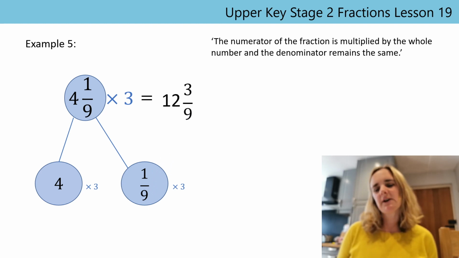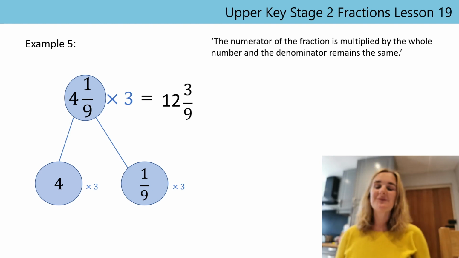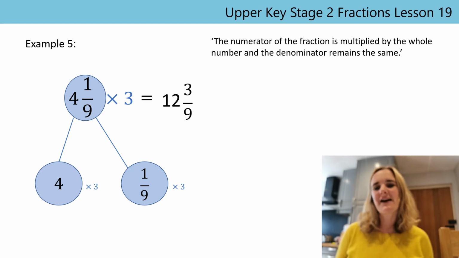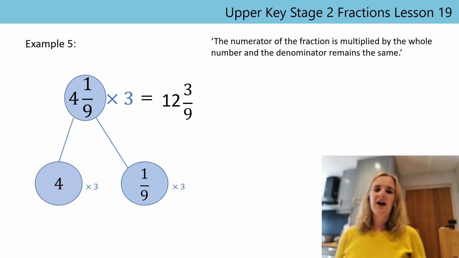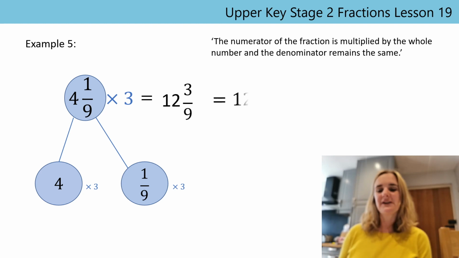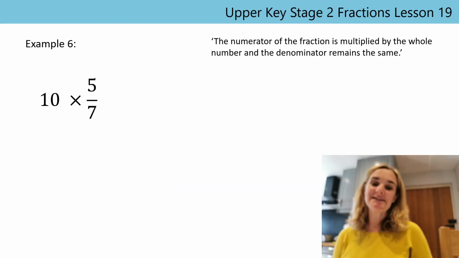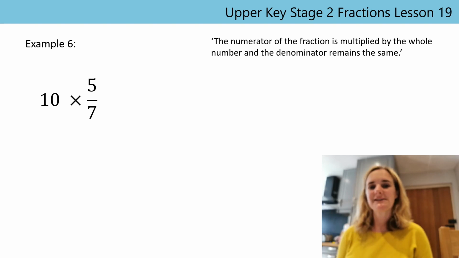Is this the end of our calculation? It's correct, but is there anything else we can do? I heard some of you shouting at the screen, yes, 3/9 can be simplified, you're right. Okay, so what's that highest common factor of 3 and 9? It's 3, you're right. So we can simplify 12 and 3/9 to become 12 and 1/3. Well done. So this is example 6. This is our final example for our lesson before I leave you with some practice.